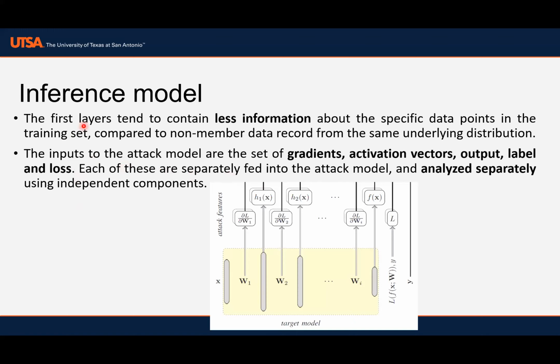Because we know that for the same input distribution, the first layer tends to contain less information about the data. So in this paper, they analyzed the components separately, and fed the components into the attack model.